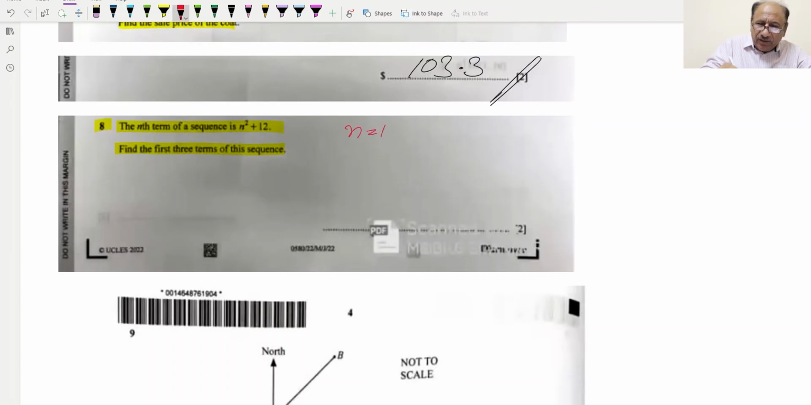For n is equal to 1, we can write 1 squared plus 12, which is equal to 13. And then for n is equal to 2, for the second term, this will be 2 squared plus 12, so 4 plus 12 will be 16. For n is equal to 3, the third term is 3 squared plus 12, which is 9 plus 12 will be 21. So the terms will be 13, 16 and 21, and this is a 2 mark question which we have done.